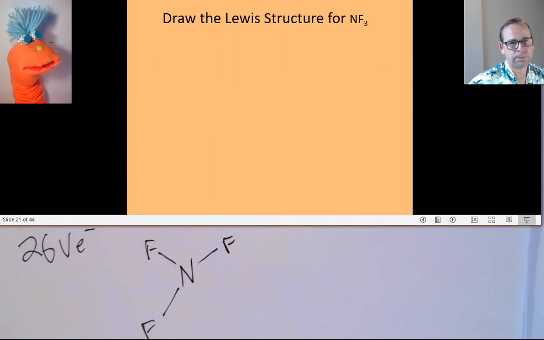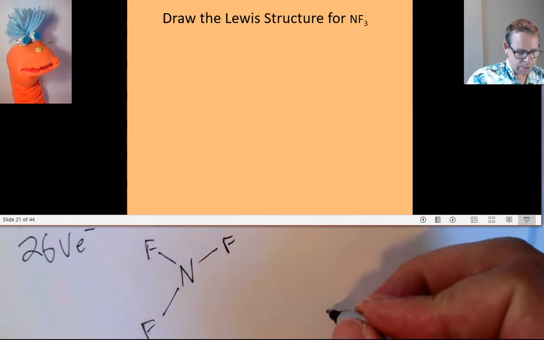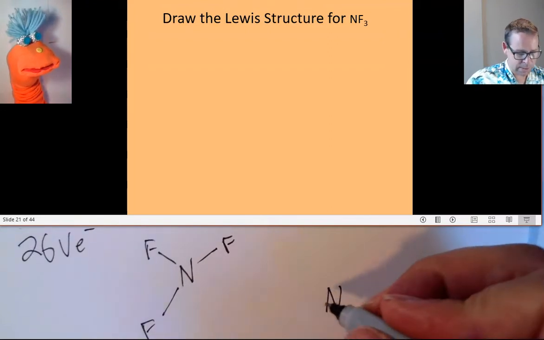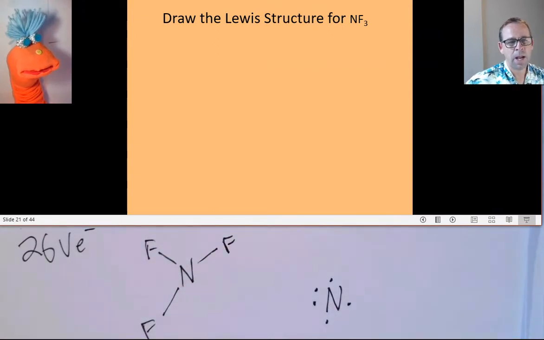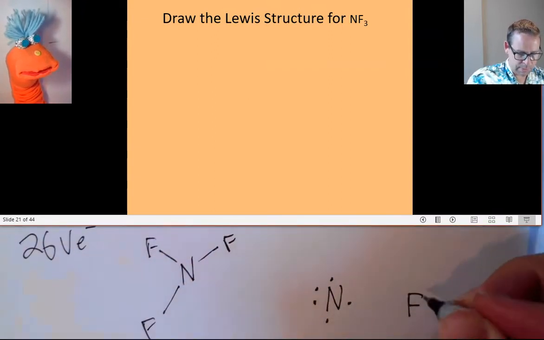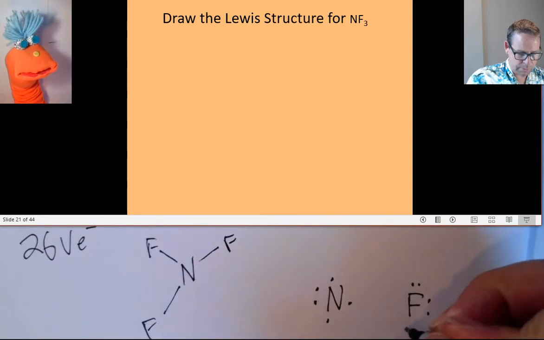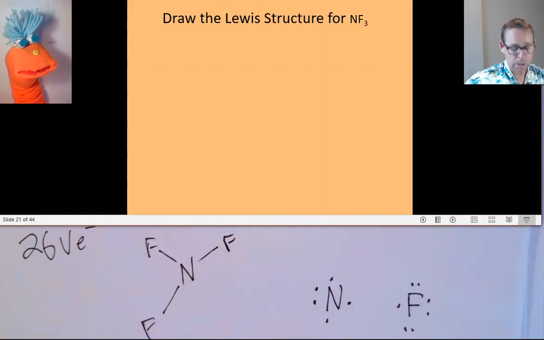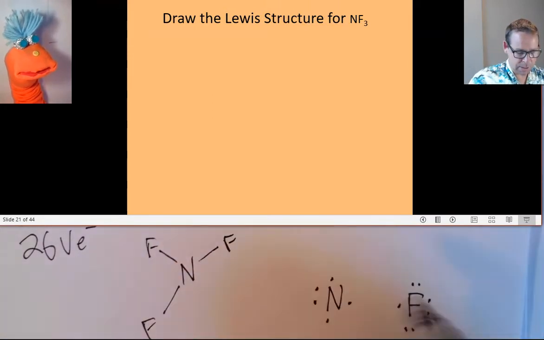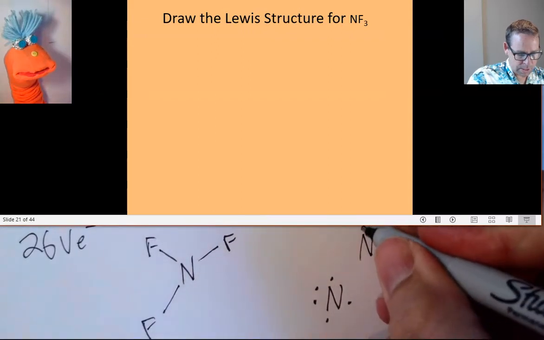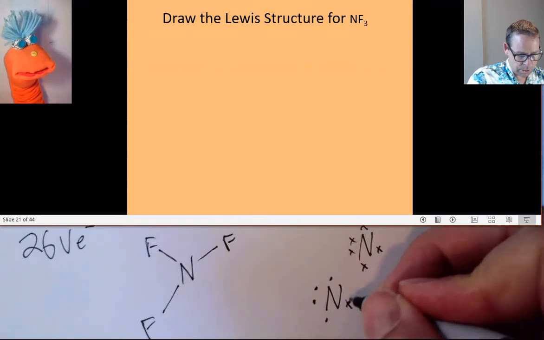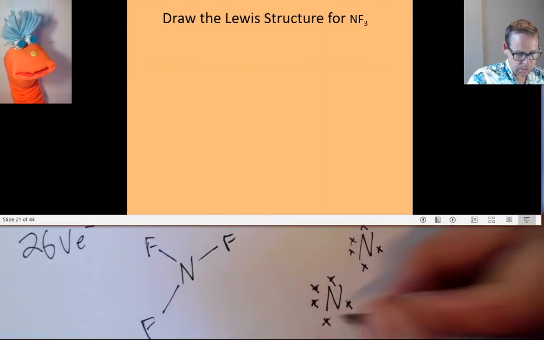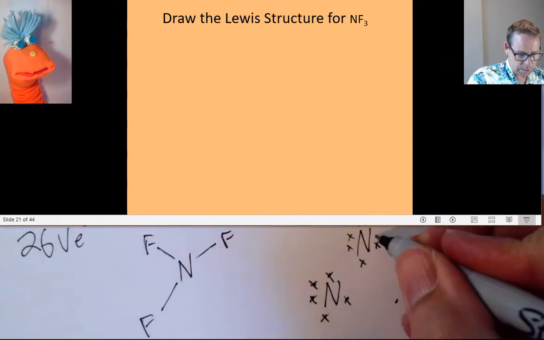Now, let me draw nitrogen by itself here with its 5 valence electrons to start off with. 1, 2, 3, 4, 5. And then let me draw fluorine with its 7 valence electrons. 1, 2, 3, 4, 5, 6, 7. When these Lewis dot atoms come together, I'm going to use X's for nitrogen's Lewis dots, and I'm going to change these to X's as well for consistency. And then we'll keep the dots for fluorine.